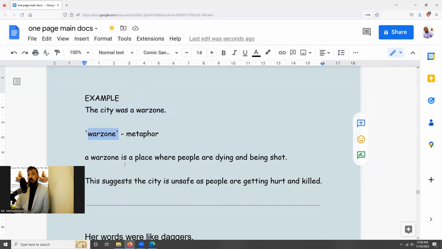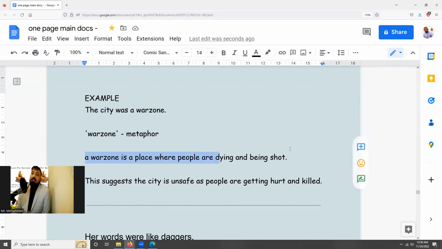Yes, the made up part. We say it's a metaphor. How do we know that? It says "was", it doesn't say "like" or "as". Also, the city is not being compared to a human. So then we know it's a metaphor.